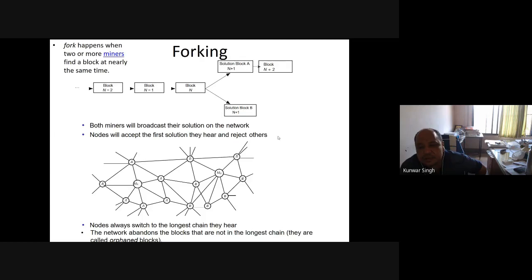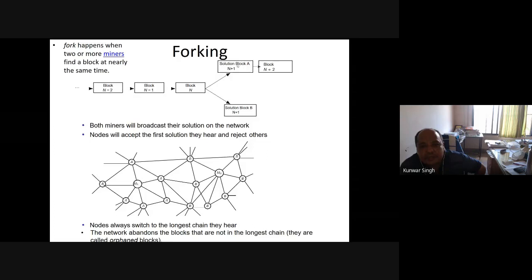Those nodes which are near to B will get B's block first, and A's block they will get later on. Whatever they get first, they accept, and the second one they reject. So all the nodes near to B will have B's block, and they will add their next block after this one. And all those which are near to A will have A's block.